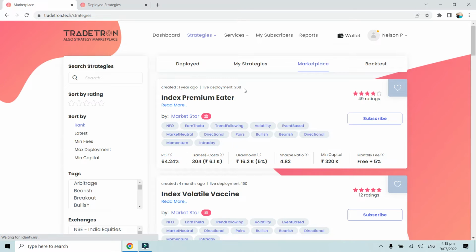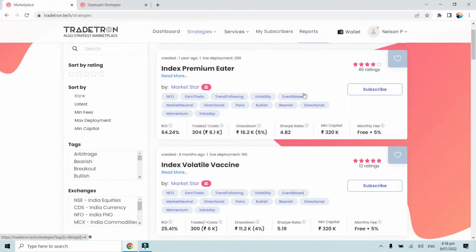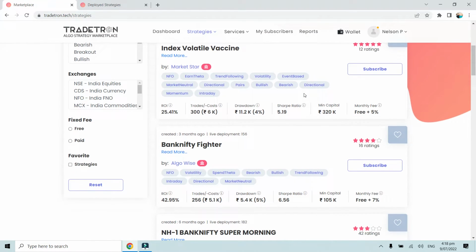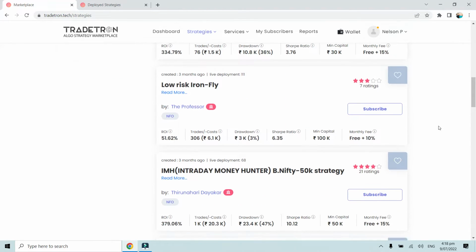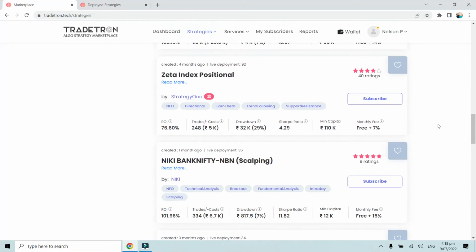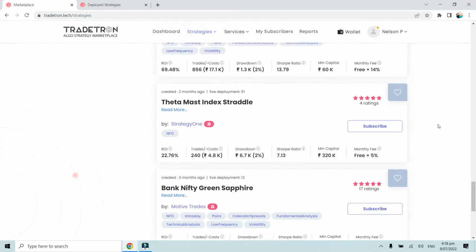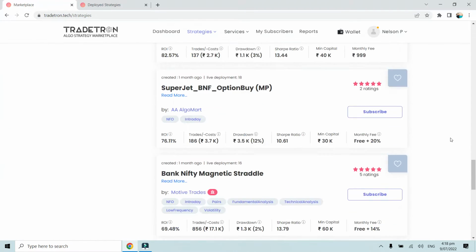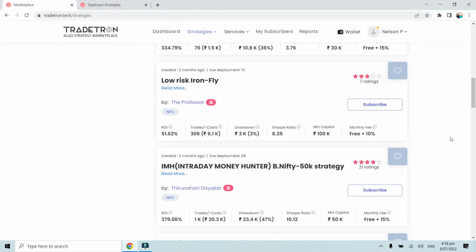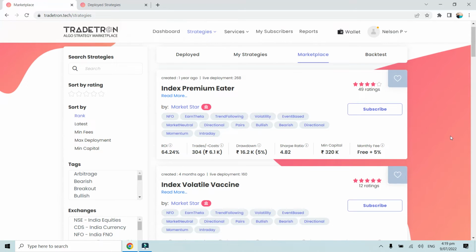Once we are on this marketplace strategies page, this is the place where you will find different strategies created by different strategy creators. This is the marketplace where you can select the strategy that you like and deploy it in your own account. You can navigate through this page entirely. There are around 65 pages with hundreds of strategies, so you can navigate through them.